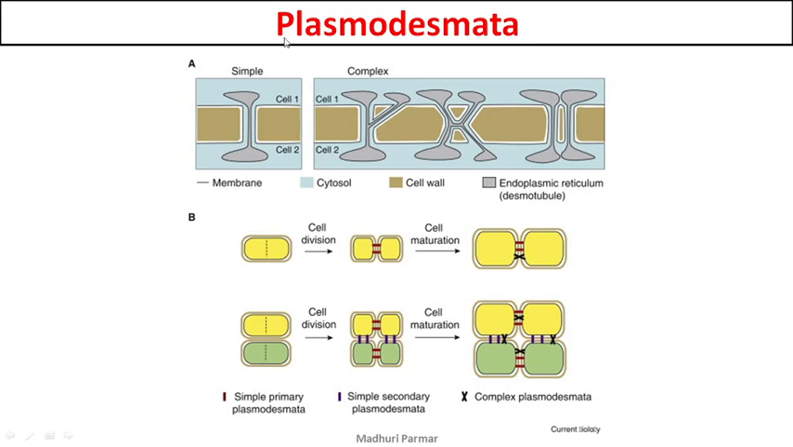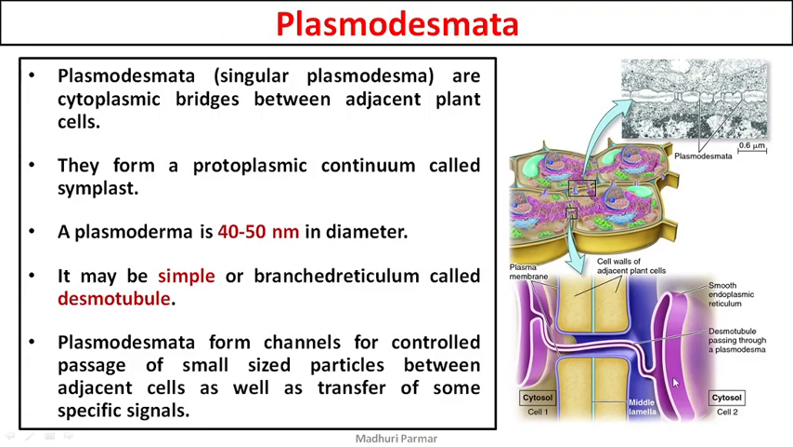Here you can see this is a simple plasmodesmata, and these are the complex plasmodesmatas. You can see they form either a Y shape or a K shape or a double I type of shape. So these are all complex, but this one is a simple one which we saw here. This is a simple plasmodesmata.